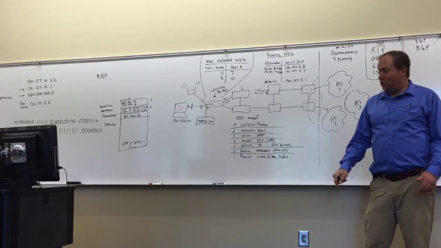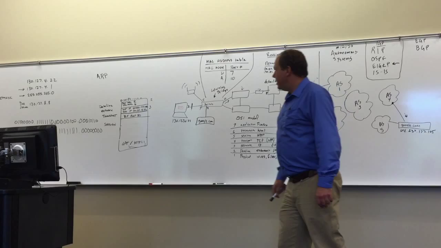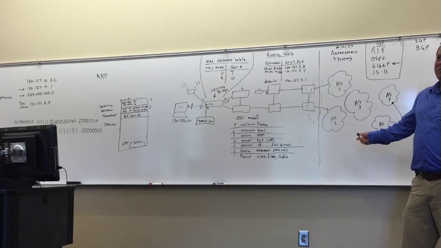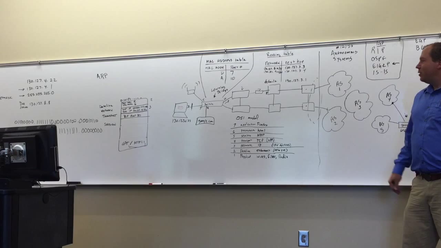I could do that. I could configure this router right here to advertise 64.233.177, you know. And if they were dummies, they'd believe me and start sending me all Google's traffic, and I'd start reading everybody's email and all that kind of stuff. But they're not going to do that. So it's a trust model.